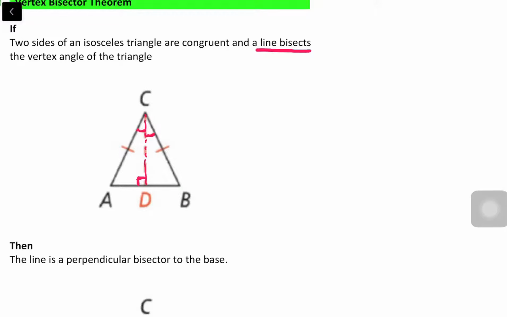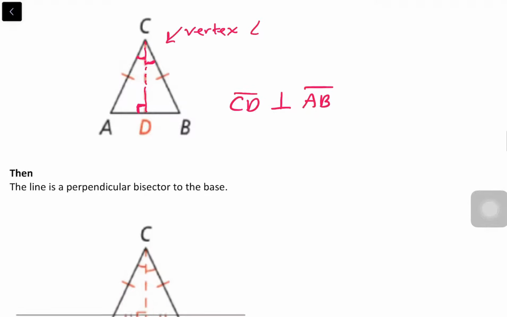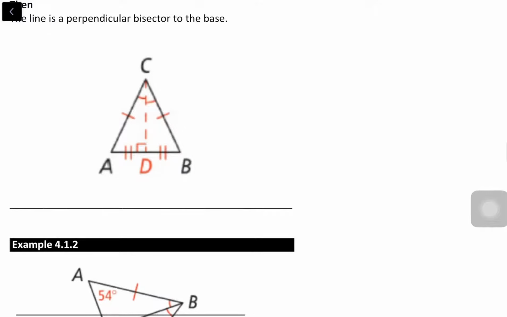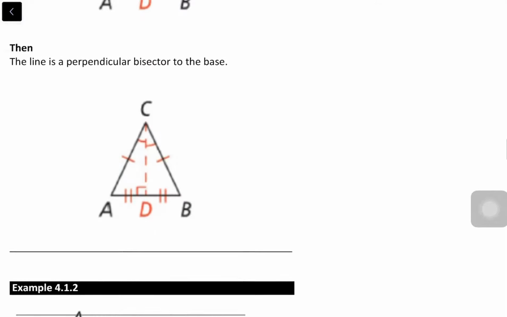So if you have an isosceles triangle where the vertex angle, which again is the angle that is made up of the two congruent sides, is bisected, then that bisector is perpendicular to the base. So we know that CD is perpendicular to AB. And there you have it. It also bisects that bottom segment, so AD should be congruent to DB as well.